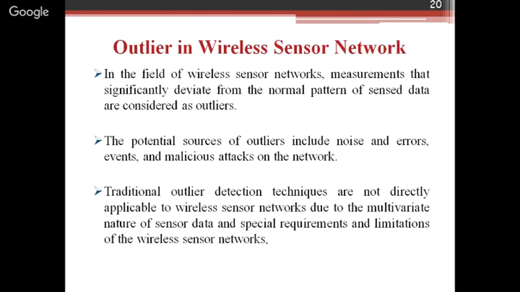Outlier is a big category under which noise comes. Due to noise, the normal pattern of my sensed data can be affected and can deviate. Events can also occur, and there can be malicious attacks on the network, which can affect my data. These are the potential sources of outliers. Noise plays a very big role while you detect or send data from the WSN.